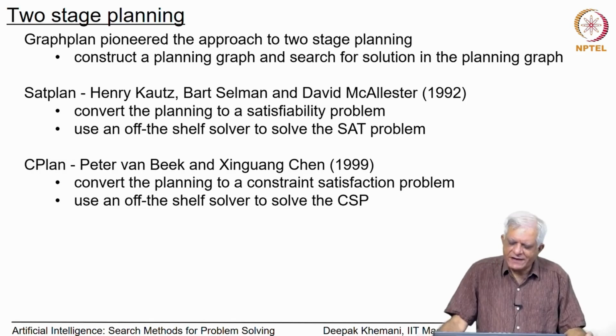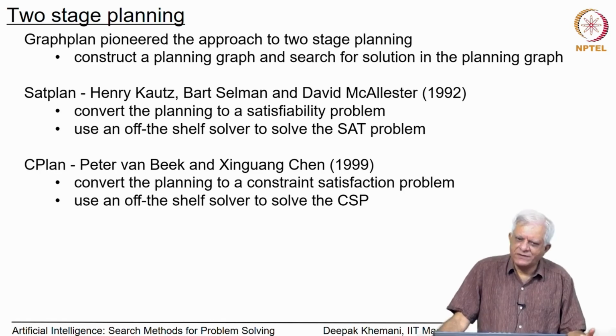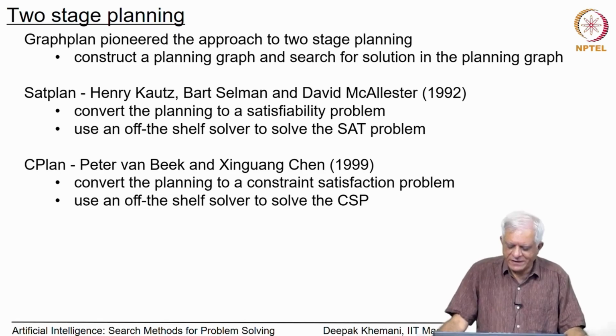Now, it turns out that SAT problems are just a special case of constraint satisfaction problems, because both of them deal with having a set of variables, a set of domains for their variables, and a set of constraints on some subset of variables. Now, in the case of CSP, the variables can have any domains.